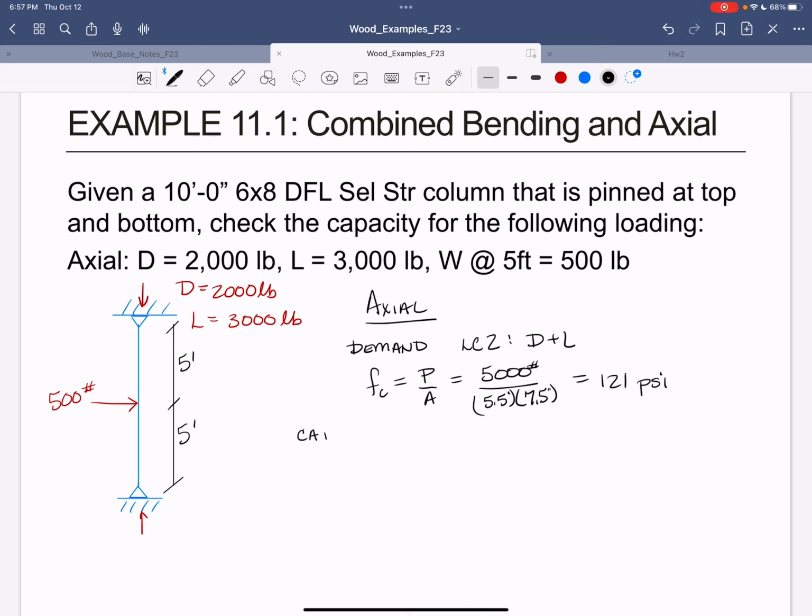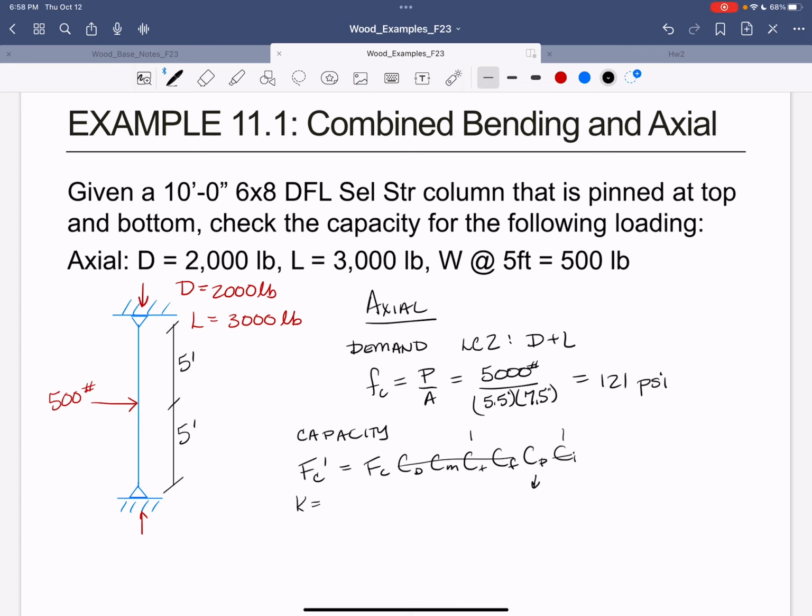And our capacity side is F_c prime, which is F_c times the adjustment factors C_D, C_M, C_T, C_F, C_P, C_I. All of them are 1 except for C_P, and we have to calculate C_P, right? So to get C_P, let's look at, first of all, our L over D ratio.